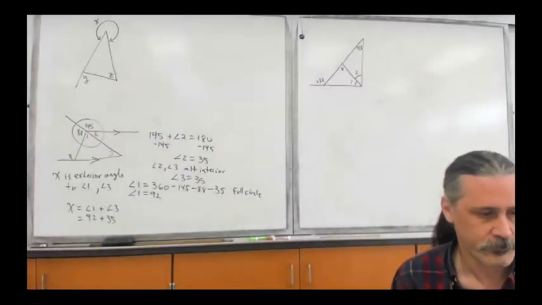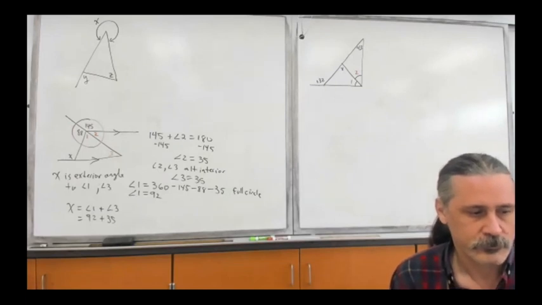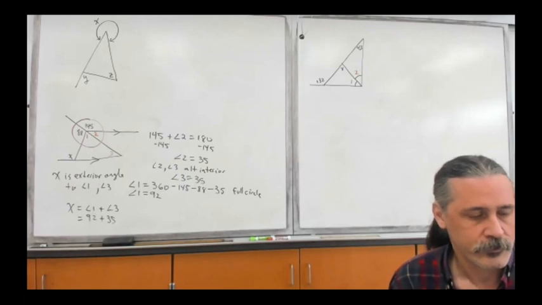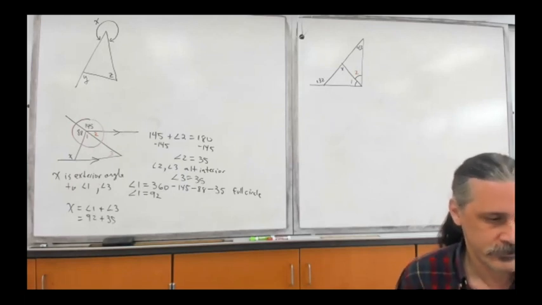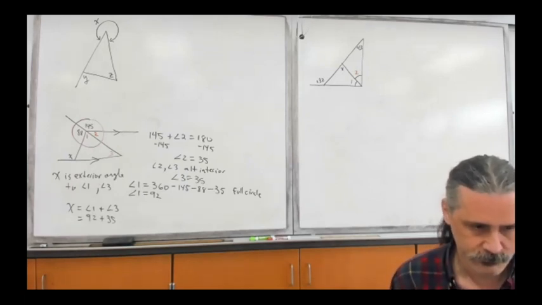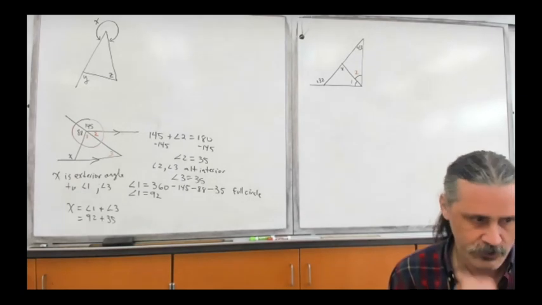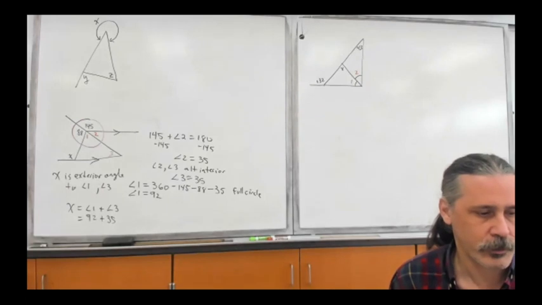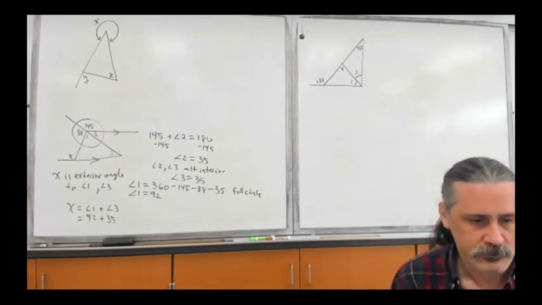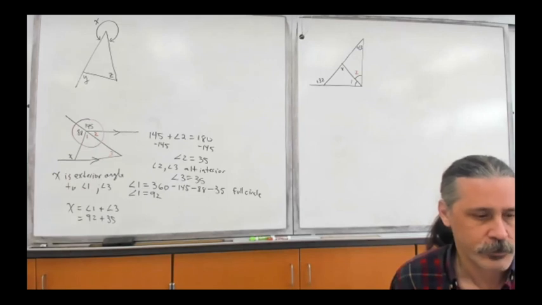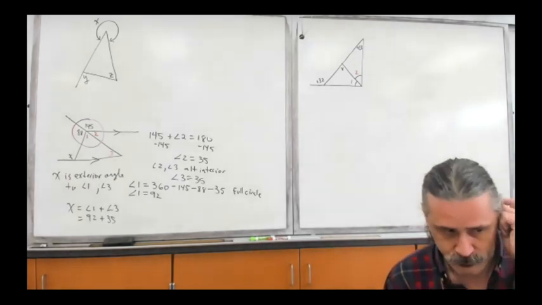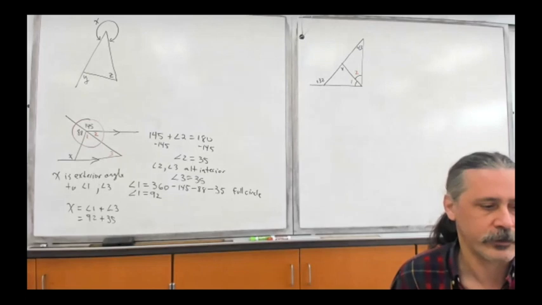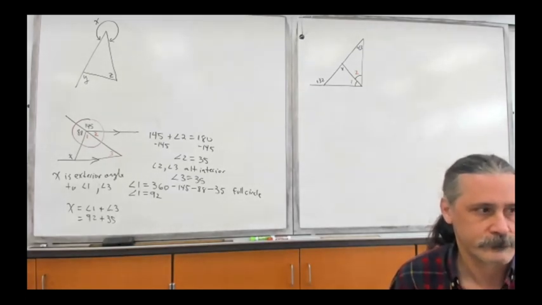So for the second problem, we used a linear pair to get angle 2. And then we got angle 3 because we had alternate interior angles since the lines were parallel. And then we got angle 1 by using a full circle, since we already had 3 of the 4 angles known. And then once we get angle 1, we could use the exterior angle theorem to find x.